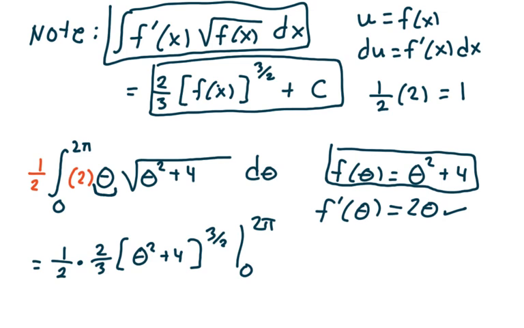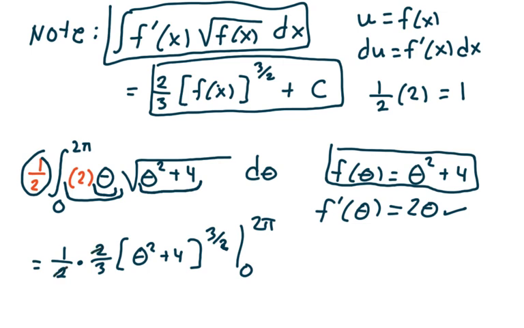So I've changed nothing about that integral. Now, notice here, theta squared plus 4 is right here. The derivative of theta squared plus 4 is right here now. So that's okay, and I could apply the above formula. So what I end up getting is 1/2, because the 1/2 is right here, times 2/3 times the quantity theta squared plus 4 to the 3/2, right here, right? That's a 2. And I'm evaluating that from 0 to 2 pi.